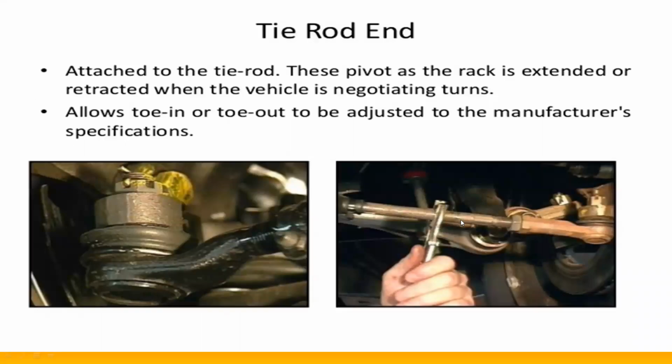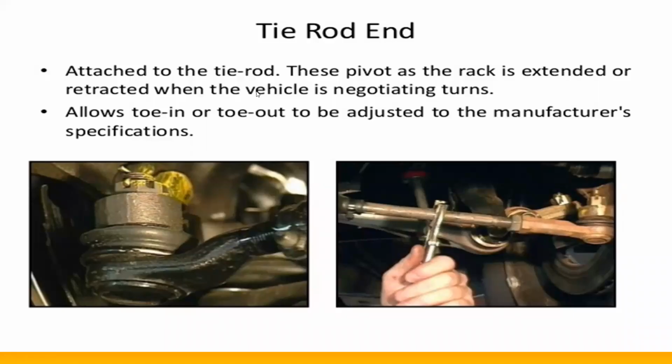We can see the tie rod and the tie rod end. The tie rod end is pivoted to the front wheels and attached to the tie rod. These pivots as the rack is extended or retracted when the vehicle is negotiating turns, and it allows toe in or toe out to be adjusted to the manufacturer's specifications. So the main purpose of this tie rod is toe in and toe out.